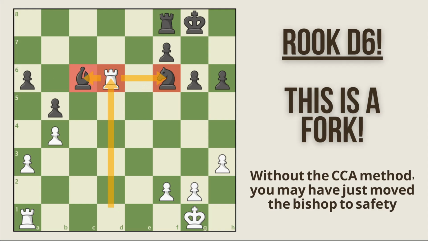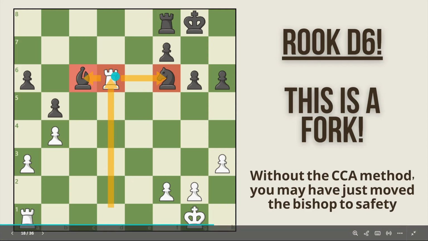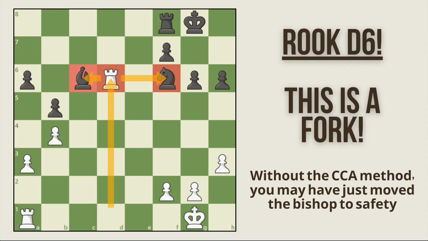We mentioned before in last week's lesson that a fork is when you attack two pieces at once. Moving the rook here attacks the bishop and the knight at the same time. And this wins one of the pieces, right? So if black moves their bishop, for example, we would take the knight. If they move the knight, we take the bishop.